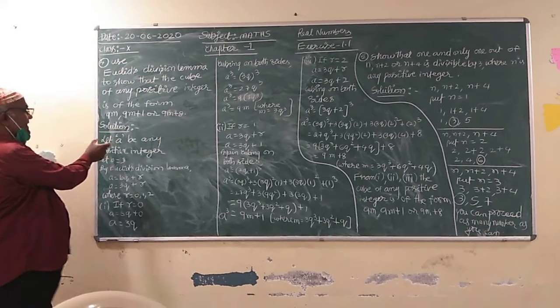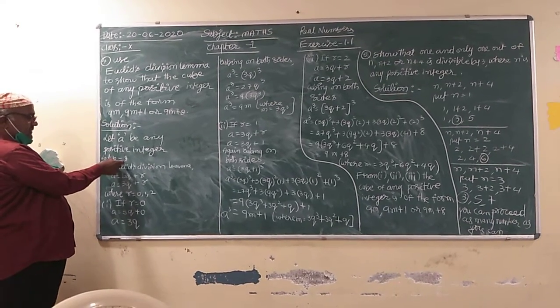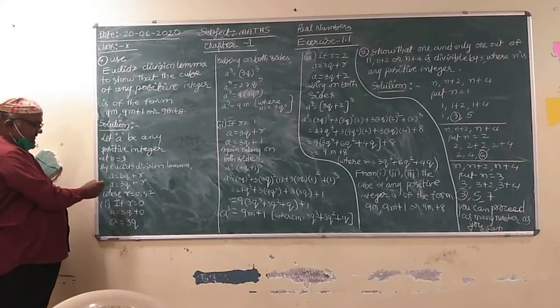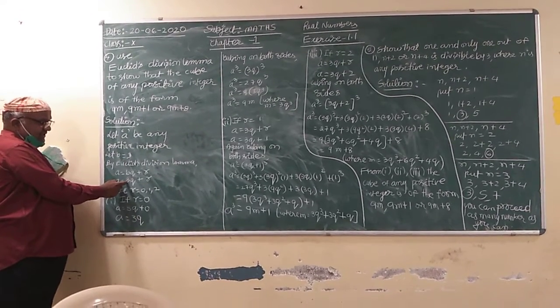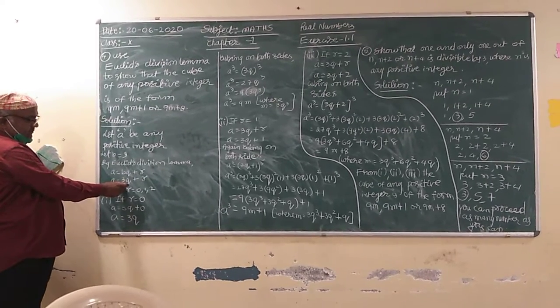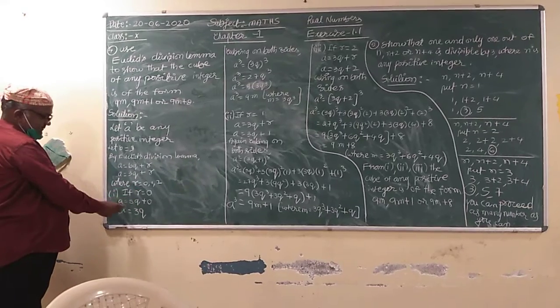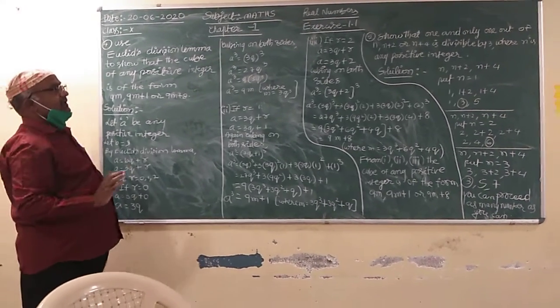The answer is, let a be any positive integer, and I am taking b value as 3. By Euclid's division lemma, a is equal to bq plus r. In the place of b, I substituted 3, so a equals 3q plus r. As we took b as 3, r value will be 0, 1, 2. If r is 0, a is equal to 3q plus 0, a is equal to 3q.